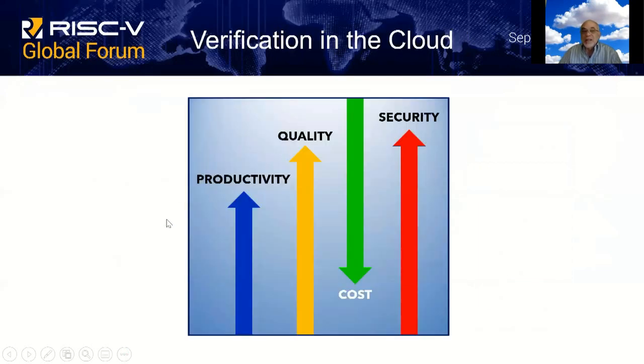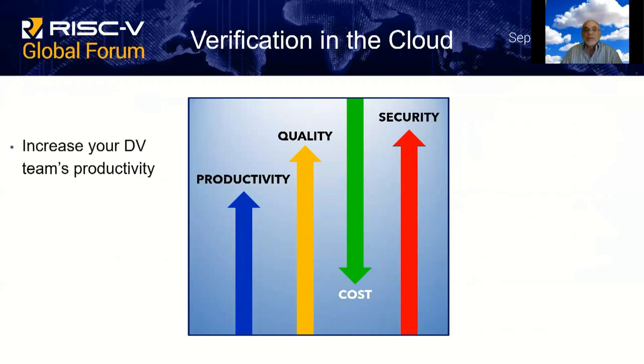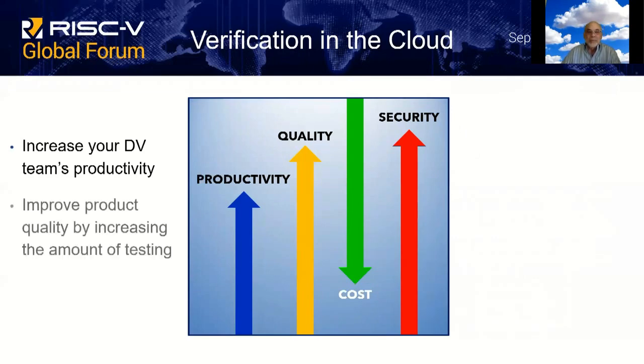So what does that get you in the cloud? Well, number one, it gets you more productivity. You're never waiting on a simulation. You're not running 3, 4, 5, 6 day regression tests. Your engineers have on-demand and fully parallelized execution of their simulations. So they're going to be more productive. Your quality is going to improve because you're going to be able to do more testing, because you're not waiting on these simulations.